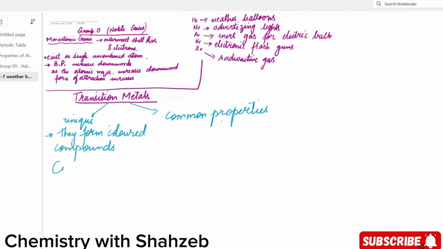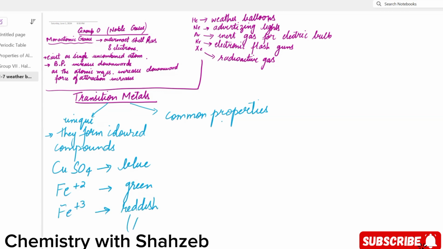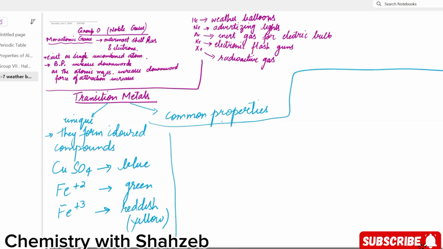For example, the compound formed by copper, like copper sulfate. Its color is basically blue, okay? And then we have the compound which is formed by iron plus 2. It shows green color. And the one formed by Fe plus 3 shows the reddish brown color, or you can say they can form reddish brown or yellow color. Okay. So this is the first unique property.